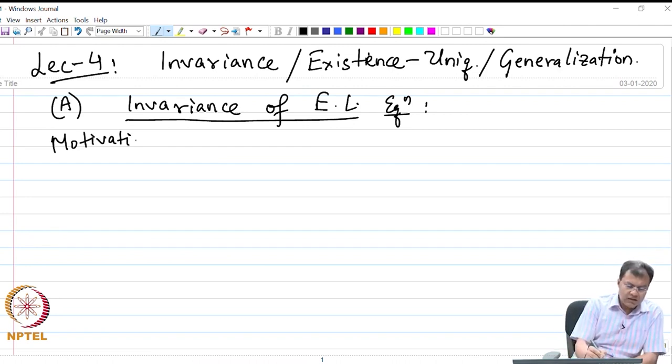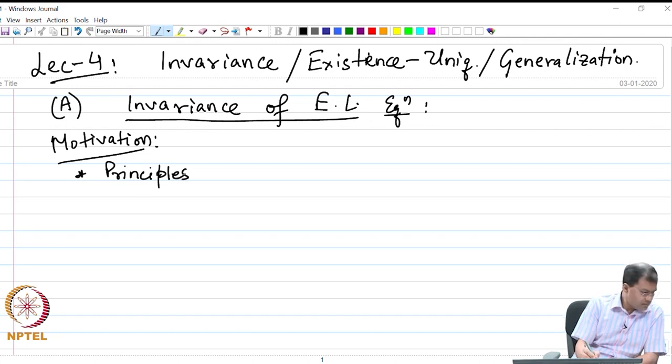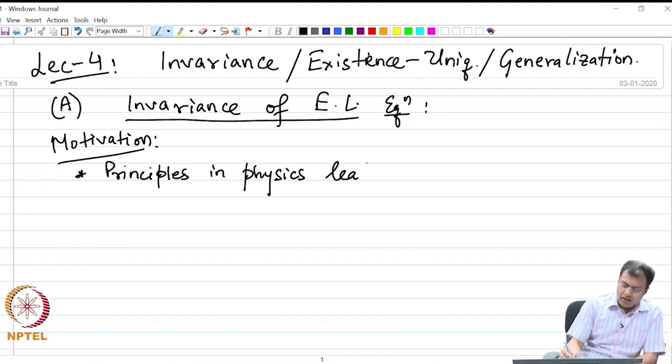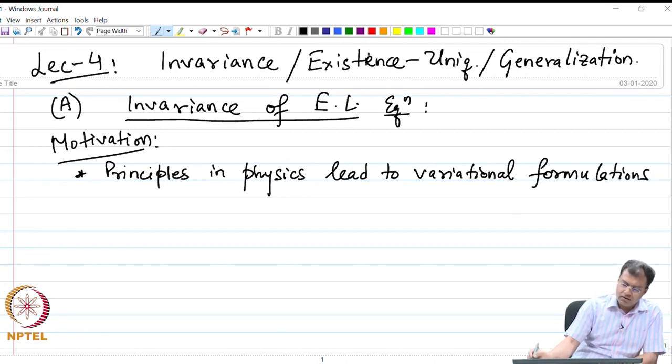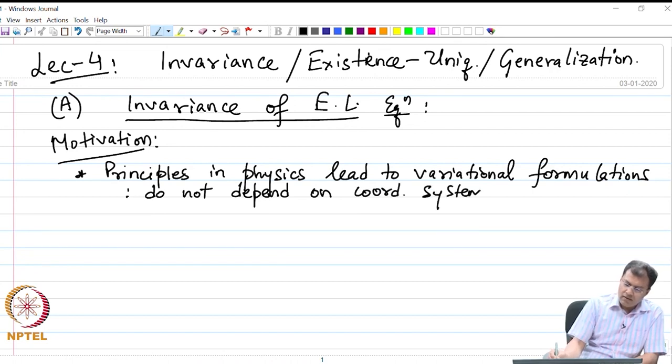So, the motivation of this discussion, as I just said, is as follows. Principles in physics that lead to variational formulations do not depend on the coordinate system, right. What I just said is that principles in physics do not depend on the coordinate system, and we have numerous examples. One example is the geodesics on a plane, or the geodesic problem.